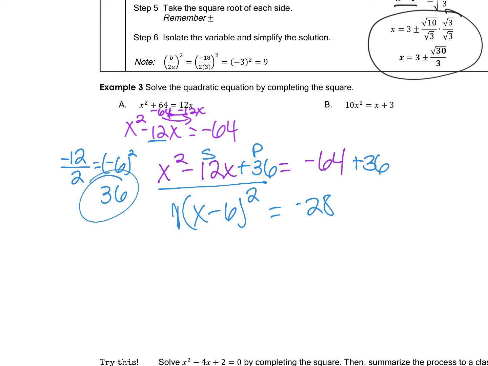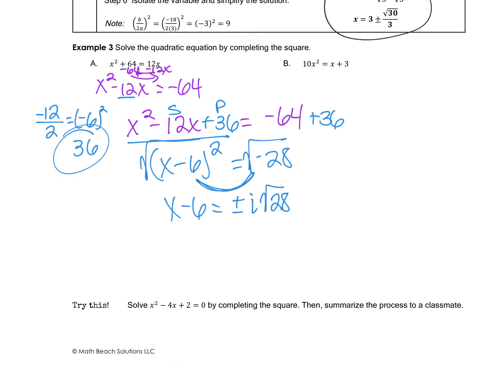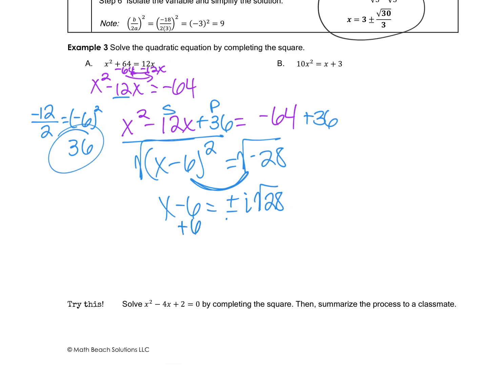Now I can use the square root method. That leaves me with x minus 6. Make sure when you take the square root of both sides, you get 2 answers. And then since there's a negative under the square root, it's an i. And then to get x by itself, I need to add 6, put it in the very front, because I can't combine it with anything.